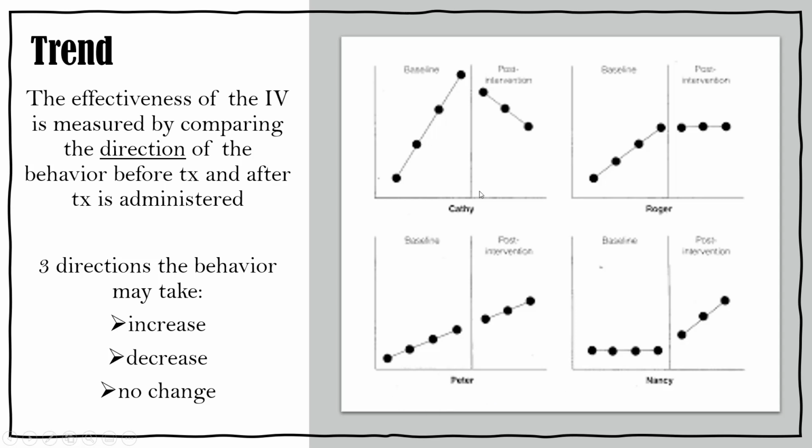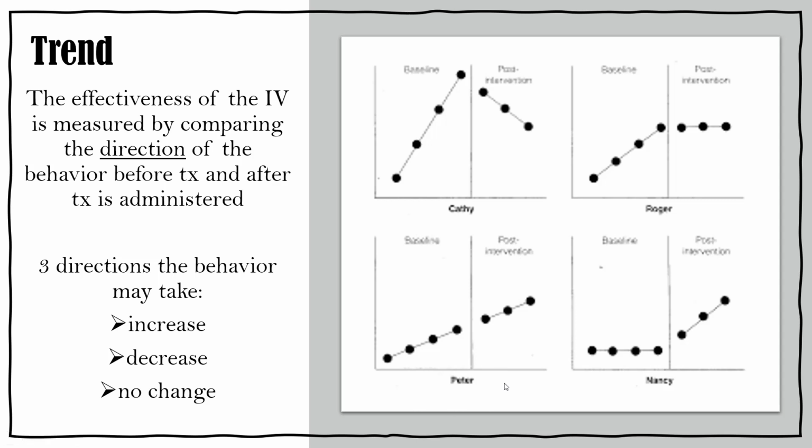And then let's look at Peter's data. With Peter's data, we have an increase in baseline. We implement our intervention, and we still have an increase in our intervention phase. So there actually wasn't a change in our behavior. So for Peter, we would say that the intervention was not effective. And this is where it comes in.